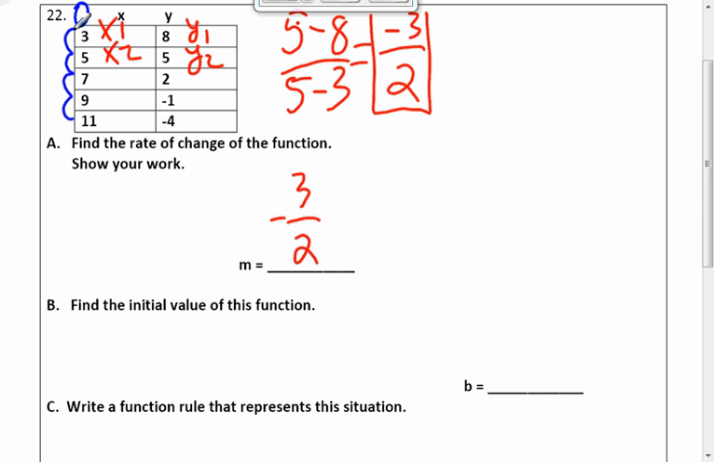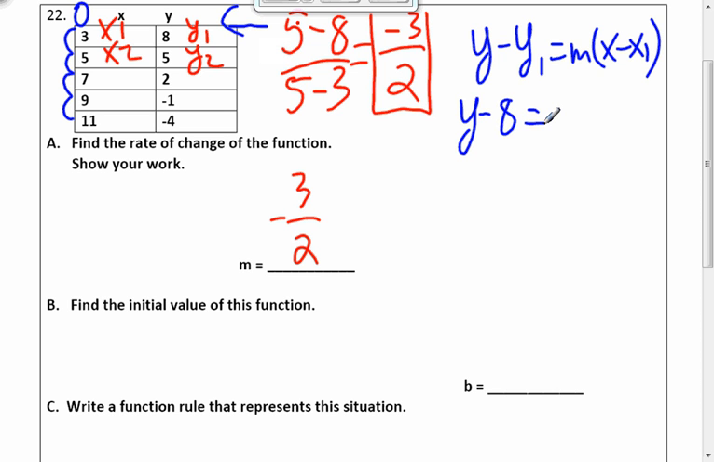So what we can do is use the point slope formula. y minus y1 equals m parentheses x minus x1. And I'm going to use the same x1 and y1 that I used here. So y minus 8 equals negative 3 over 2 times (x minus 3). The first thing I'm going to do on the right-hand side of the equation is get rid of the parentheses by doing the distributive property.